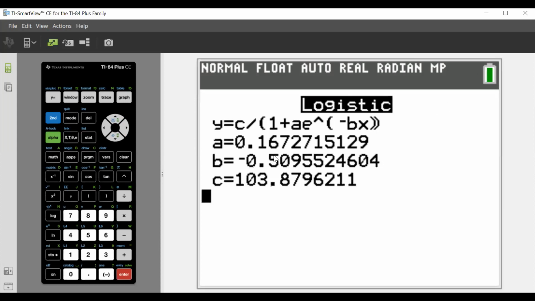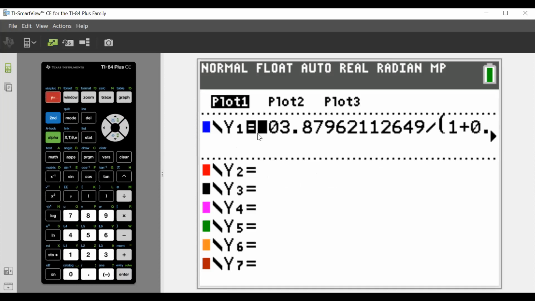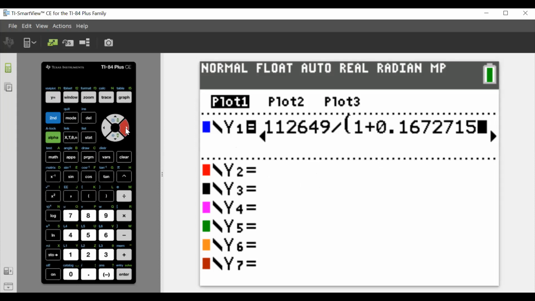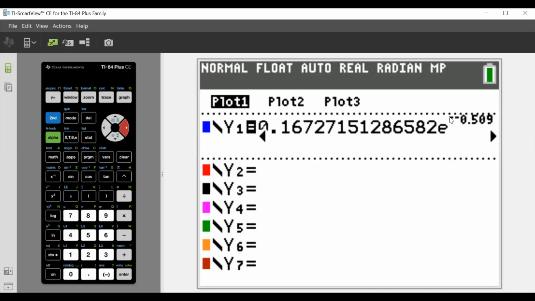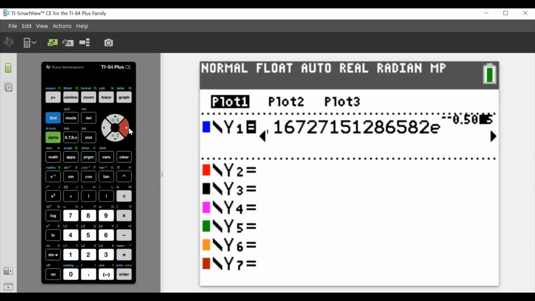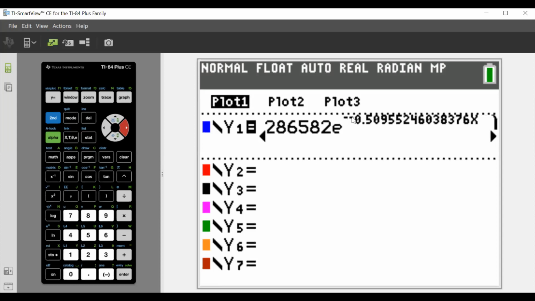All right, so this is what we get for our function. And again, if we look over here, this is what it looks like. You have the 103.880 on top, and then over 1 plus 0.167 times e. Now notice here they have a minus, a minus 0.509 times our x. Now a minus a minus means plus, so this is just a plus value here. That's just because when you do the plot, it's e to the minus b, and b is negative, so they just show you that that's what happens here.